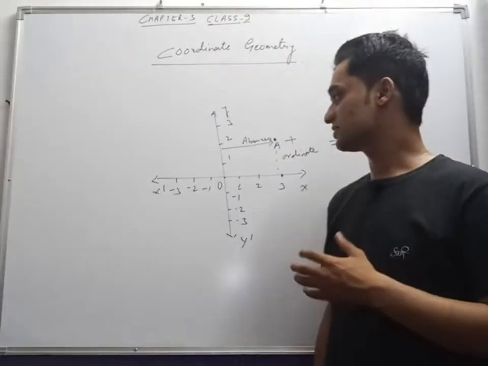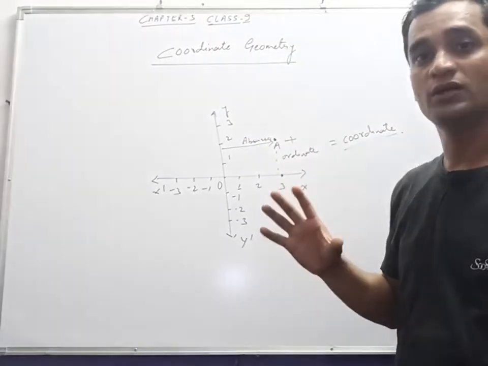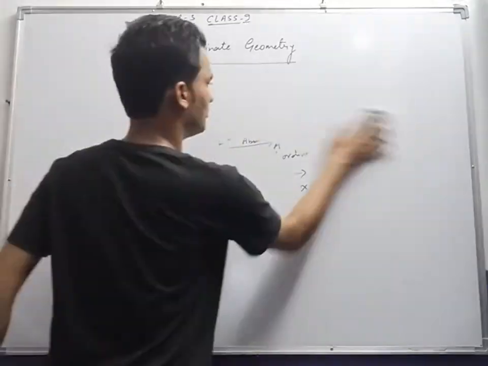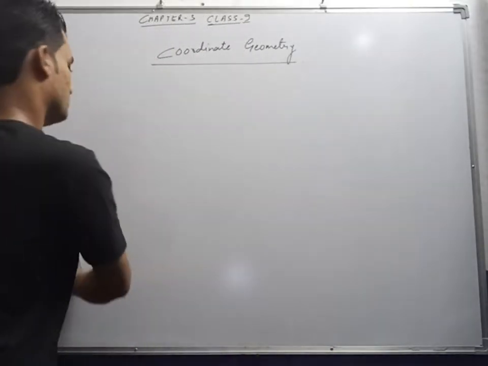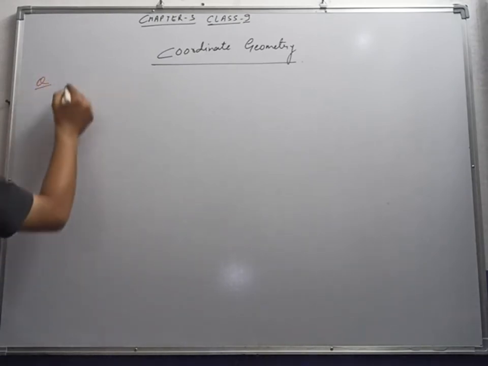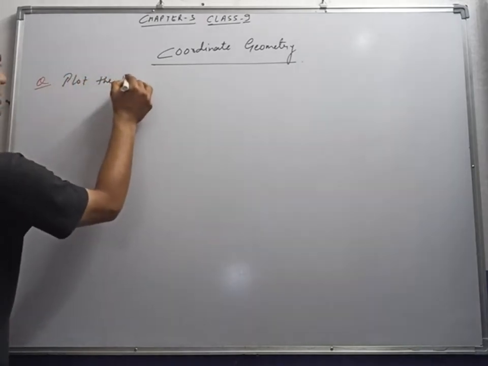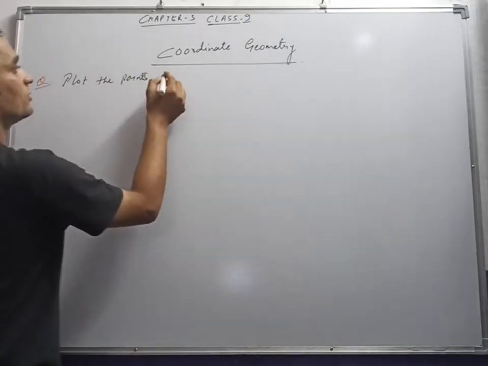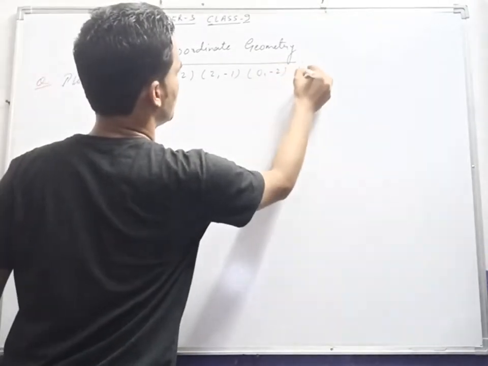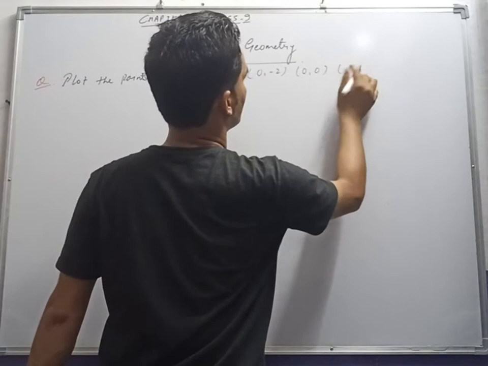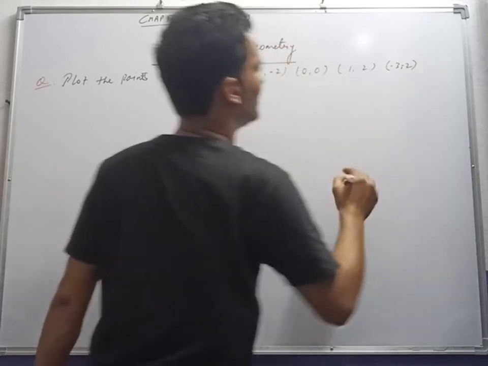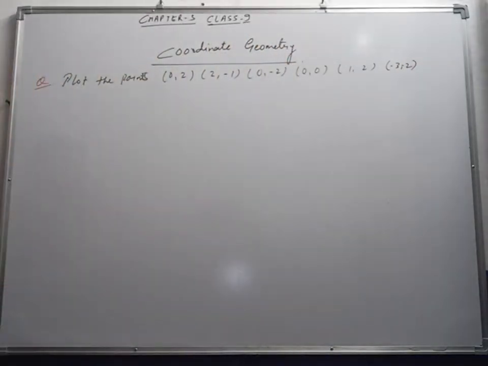Now let us see how to plot the points. I'm taking one question myself. Suppose the question is: plot the points 0 2, 2 minus 1, 0 minus 2, 0 0, 1 2, minus 3 minus 2, and so on. How many points you want, you can take.